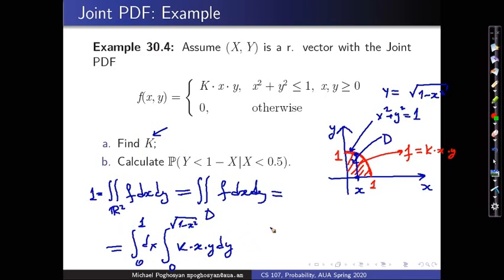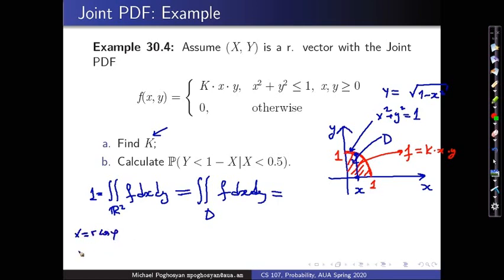Okay, I want to give another method to calculate this integral by passing to polar coordinates. So what I'm doing is the following. Passing to polar coordinates, x is r cosine phi, y is r sine phi, and the Jacobian in absolute value is equal to r. This is for polar coordinates.